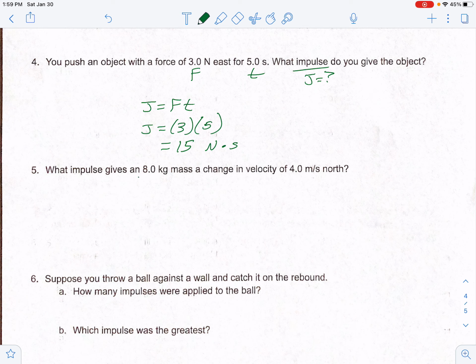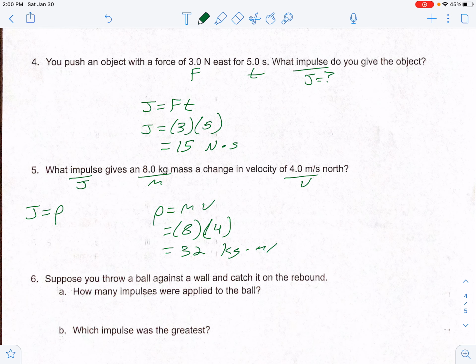Okay, so I have mass and I have velocity. But it says impulse. Impulse is usually characterized as J, but remember, impulse and momentum are the same thing. So I can just still do this equation, P equals M times V. So my mass is 8 kilograms, my velocity is 4. So that means I have a momentum, or impulse, same thing, of 32 kilograms times meters per second.